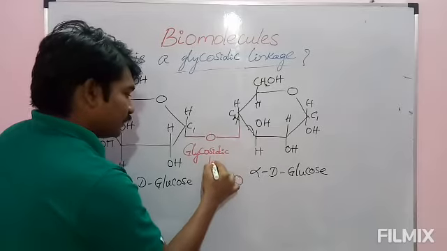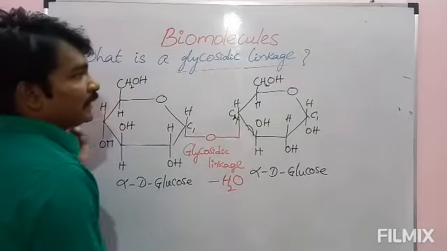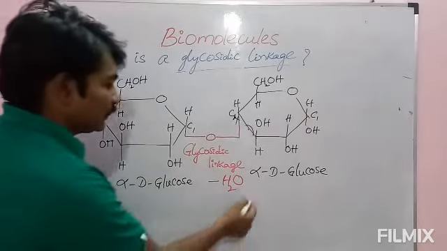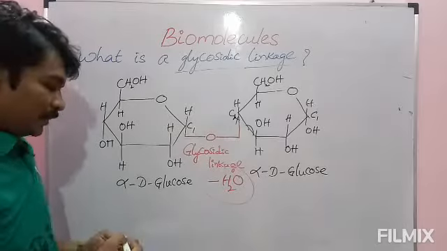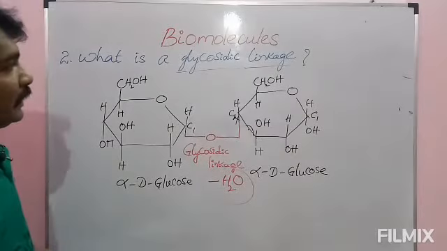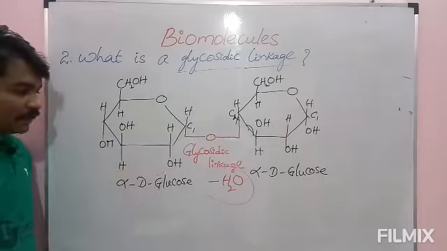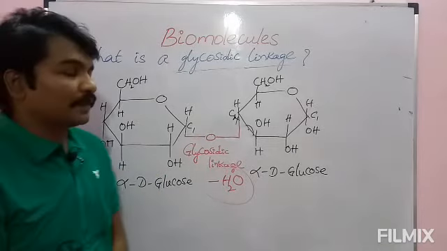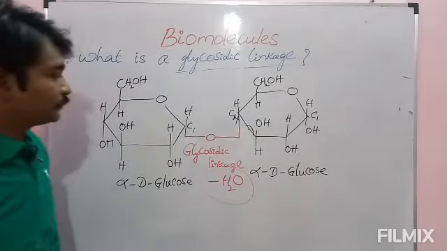Once again, glycosidic linkage is the bond formed between two monomers by losing a water molecule. Please note down this one, and we will check what happens when glucose joins with fructose. We will continue.